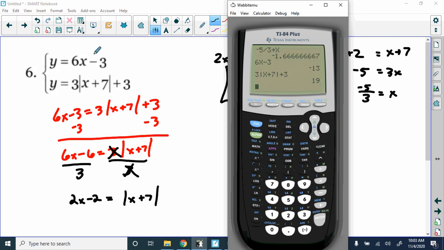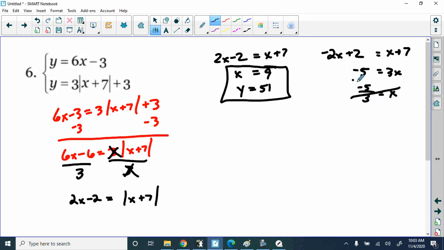If I plug in negative 5/3 into my top equation, I get negative 13, but the bottom equation gives me 19. This is an extraneous solution. My only answer is (9, 51).